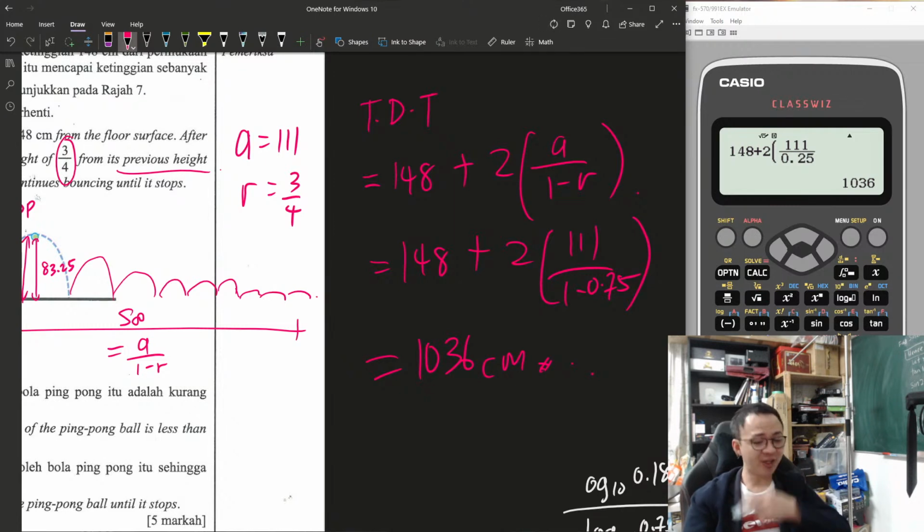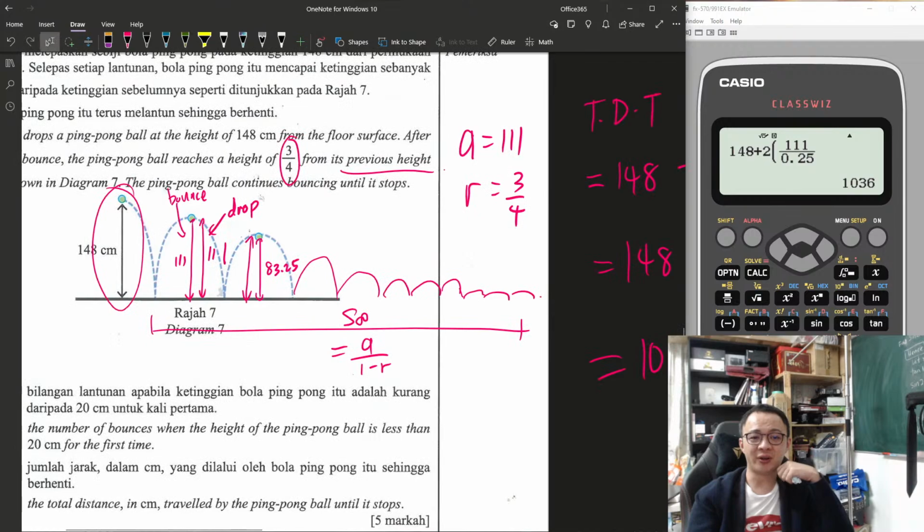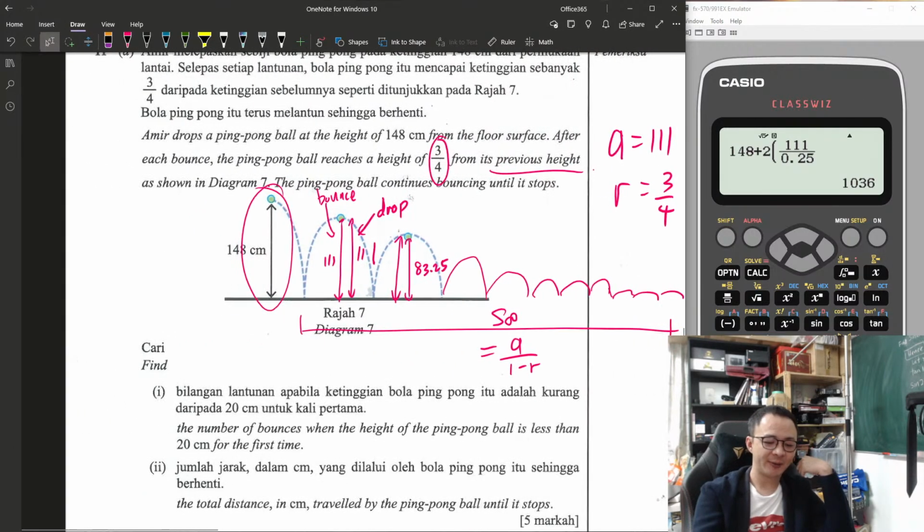Okay, so this one I already explained. Only 148 doesn't do bounce and drop. It only drops. So therefore, 148 doesn't multiply 2. The rest of it, you need to multiply 2. Yeah, so sometimes you might forget about the bounce side.